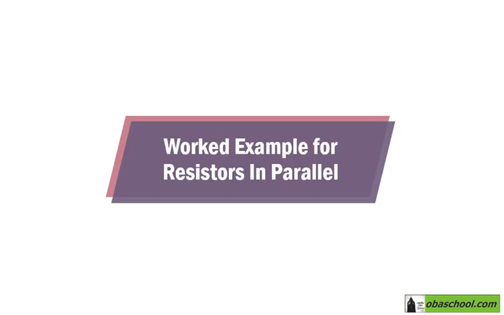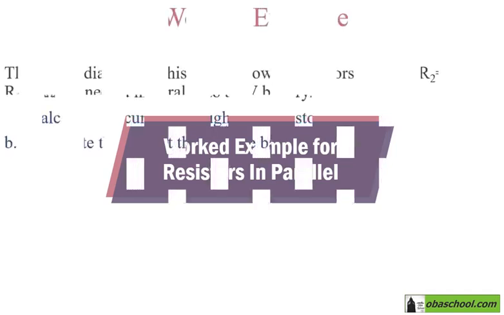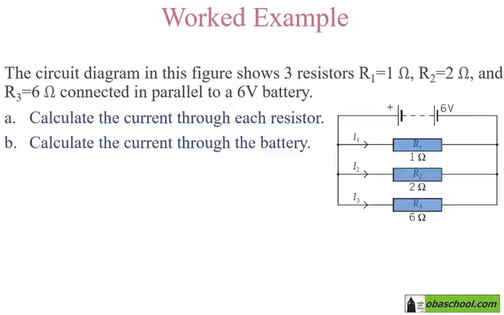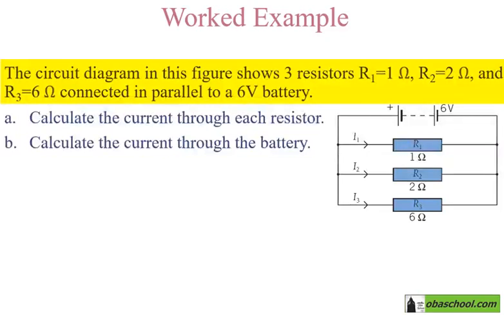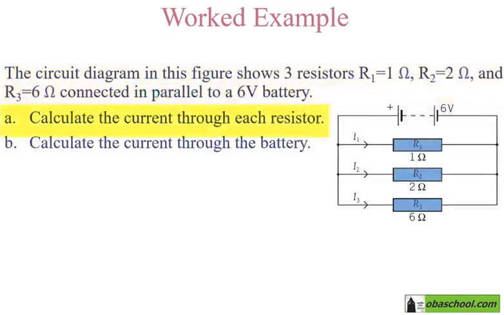Hello, in this video we're going to solve a worked example for resistors in parallel. The circuit diagram in this figure shows 3 resistors with resistances: the first resistor R1 equal to 1 ohm, the second resistor R2 has a resistance of 2 ohm, and the third resistor R3 has a resistance of 6 ohm. They are connected in parallel to a 6-volt battery. The question asks to calculate the current through each resistor.